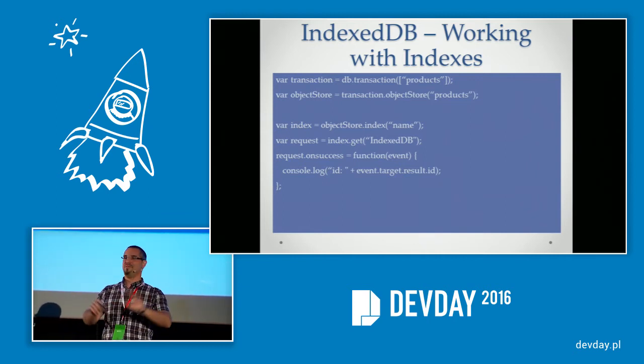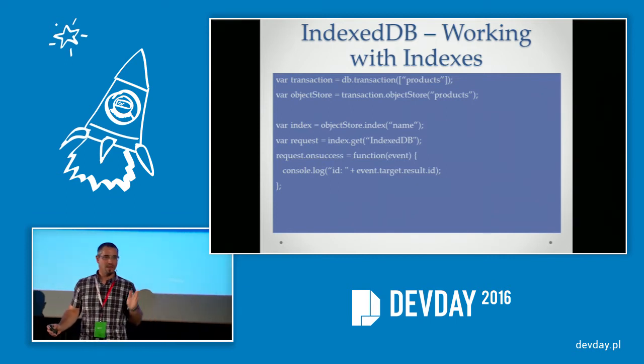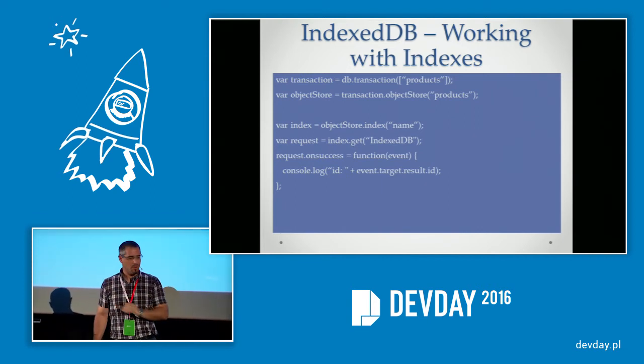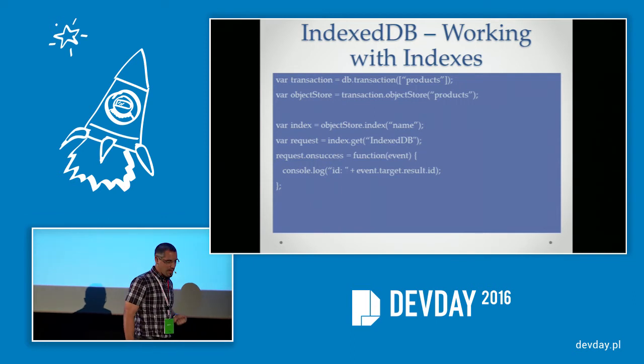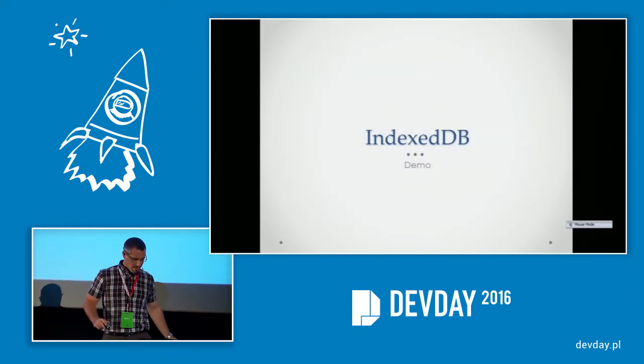I can index everything in my object store, but I don't want to do that. I want to put indexes only for fast retrieval of some features or properties in my database. So let's see a demo of IndexedDB.